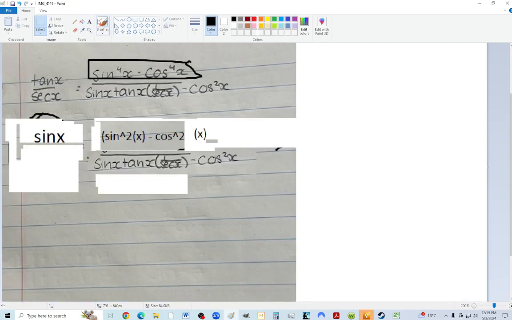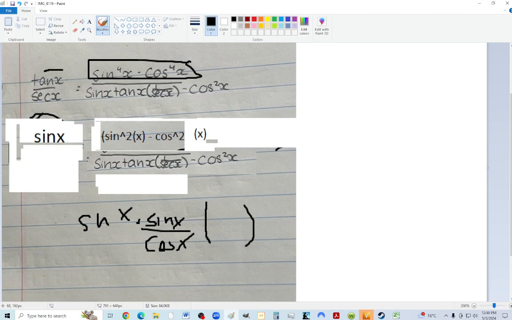I'm willing to bet that this is going to turn into something that's essentially going to be sine squared x. But we'll see. Okay? So we get sine x times tan x. But remember that tan x is sine x over cos x. And then we see 1 over secant x, and we've already seen that 1 over secant x is the same as cos x. And then it's subtracting something. But we definitely can see these cos x cancel, and the sine x times sine x is sine x squared minus cos x squared.